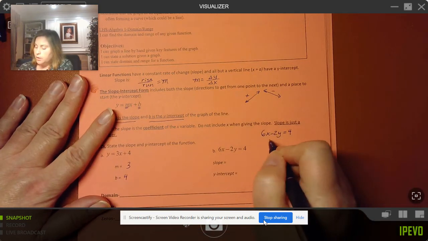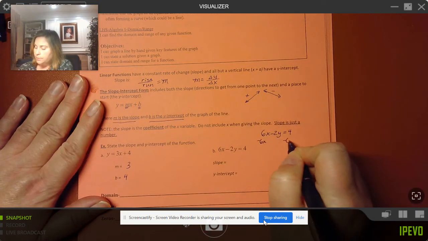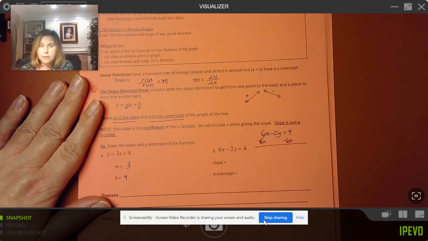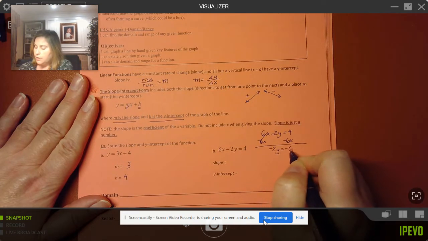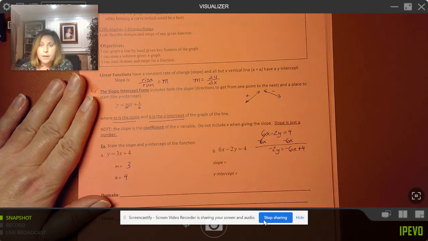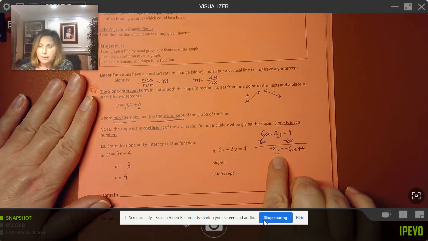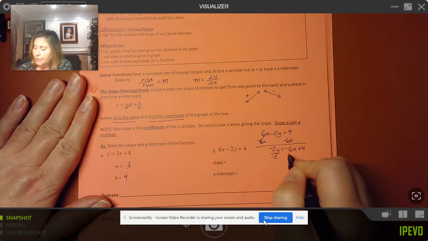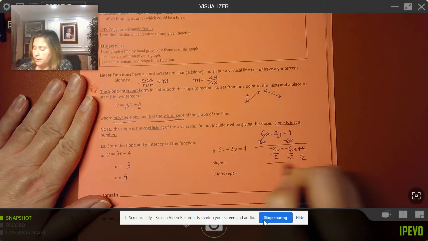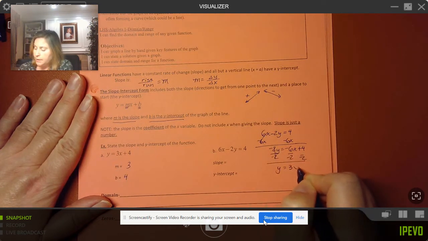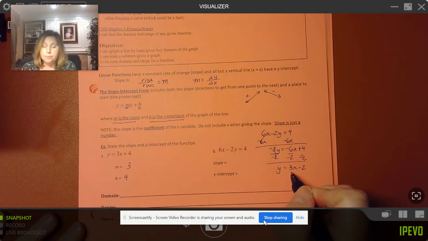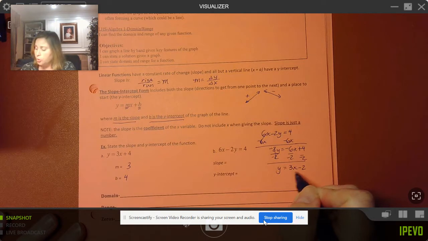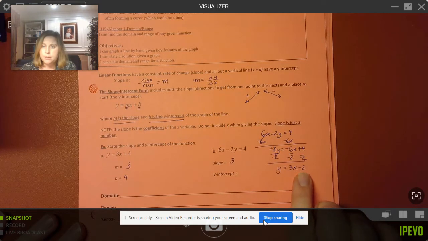We start off with subtracting 6x from each side. 6x minus 6x is 0. This leaves us with negative 2y equals negative 6x plus 4. And then we see that y is being multiplied by negative 2. So we divide everything by negative 2. This gives us y equals 3x minus 2. So now our equation is in slope-intercept form. We can see that our slope, which is the coefficient of x, is 3, and our y-intercept is negative 2.